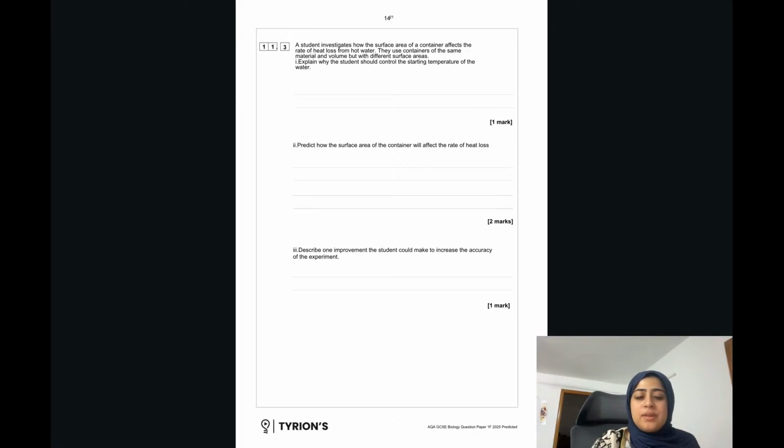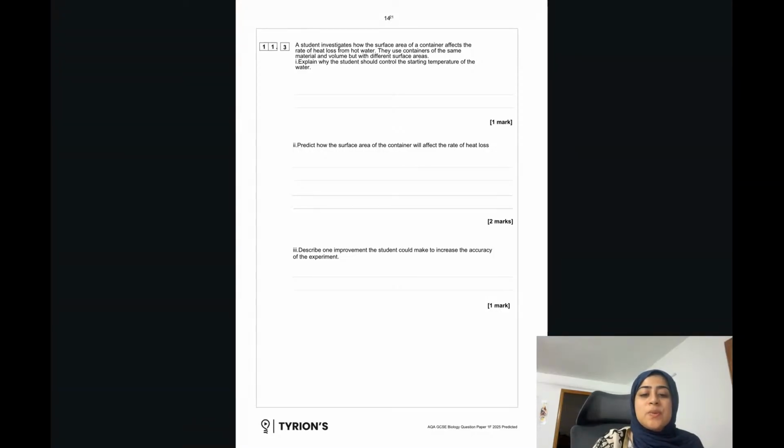So a student investigates how the surface area of the container affects the rate of heat loss from hot water. They use containers of the same material and volume, but with different surface areas. So why should the student control the starting temperature of the water? Okay, explain why the student should control the starting temperature.